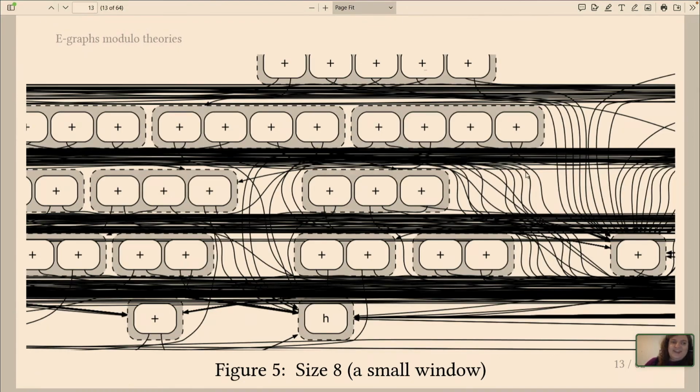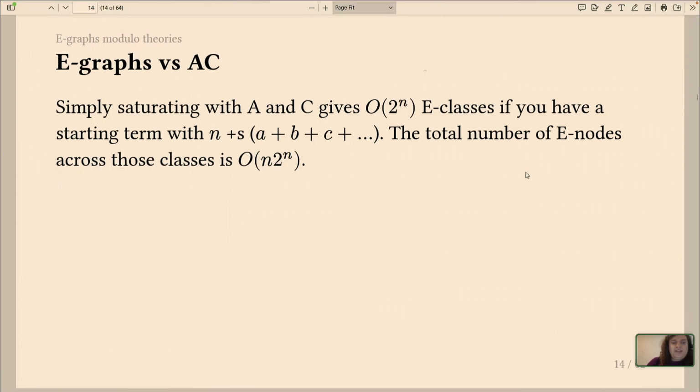This is a small window of some size 8 term, A plus B plus C plus D, run to saturation under AC. So obviously it's an exponential explosion. There's 2 to the n e-classes and n times 2 to the n e-nodes across those e-classes, I believe. I've gotten those combinatorics wrong before, but I think that's correct.